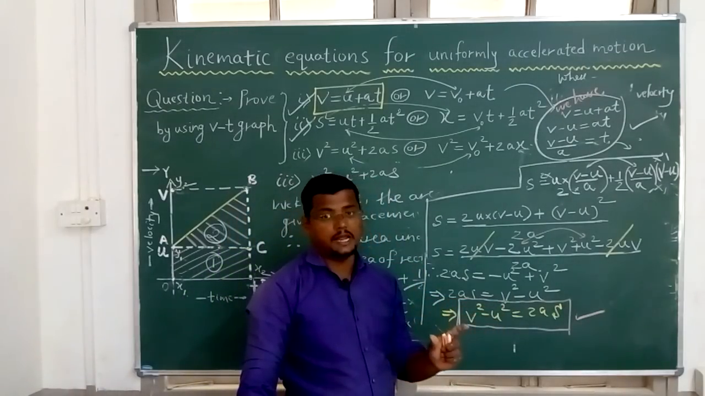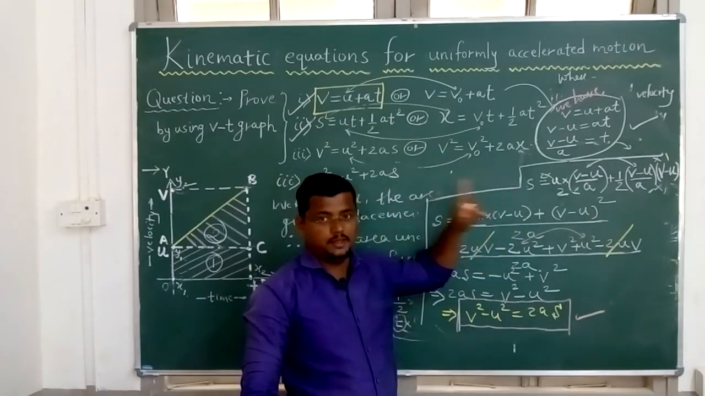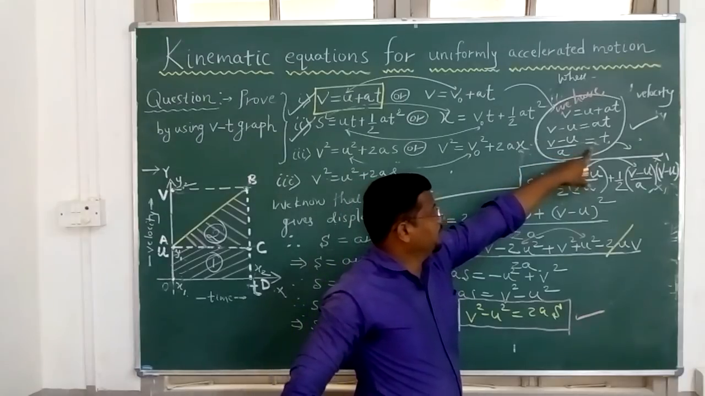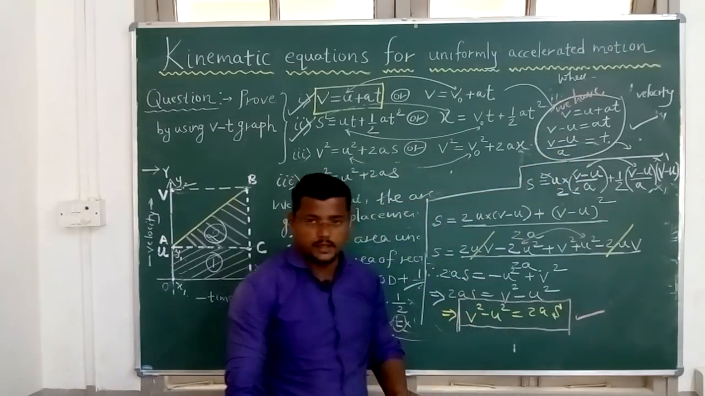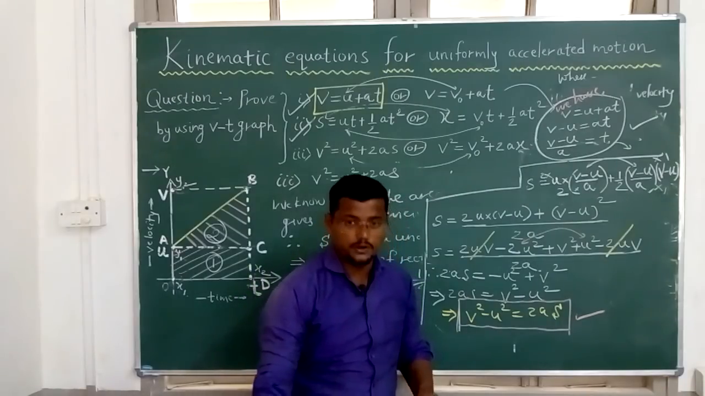Only instead of time, we replace that time by the formula (v minus u) by a. Right? So these three equations we have derived today. What are the equations we have derived today?